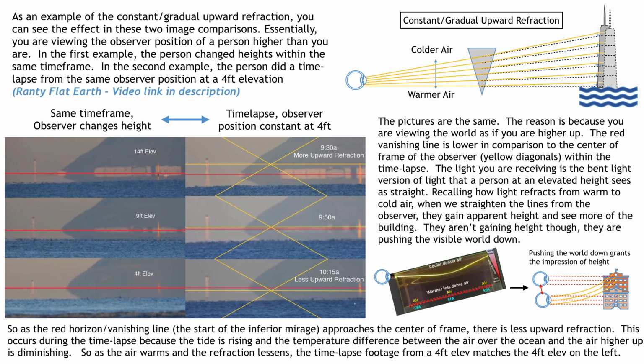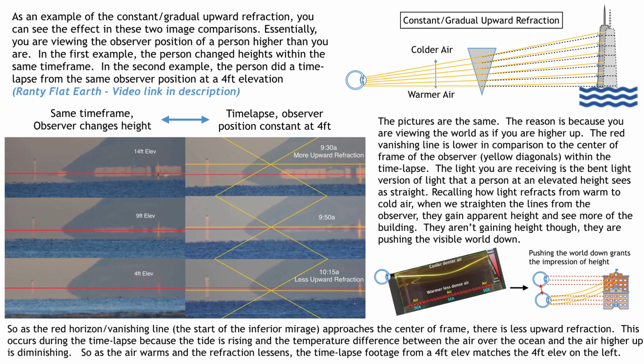So I've kind of diagrammed that here a little bit. So you have, again, this warmer, less dense air below and this colder, more dense air above. And it's bending the light. It's an upward refraction from the light hitting your eye.